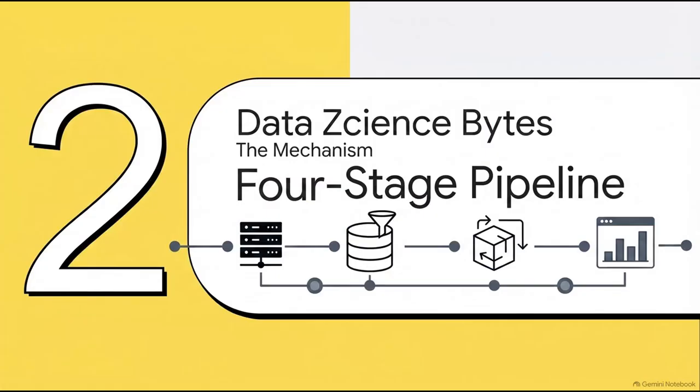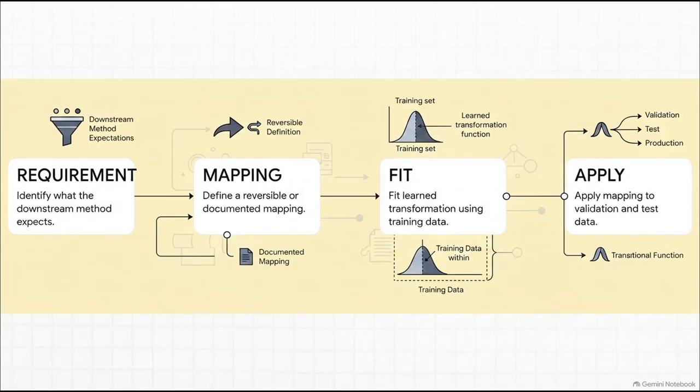That brings us to our second point, the four-stage pipeline. This is the actual mechanism, the engine behind the process. It starts with the requirement phase, which means identifying exactly what your downstream method expects. Next up is mapping, where you define a reversible or at least fully documented change. Then comes fit. This is absolutely crucial. You fit any learned transformation using only your training data. Finally, we apply. This means executing that exact same mapping to your validation, test, and production data.